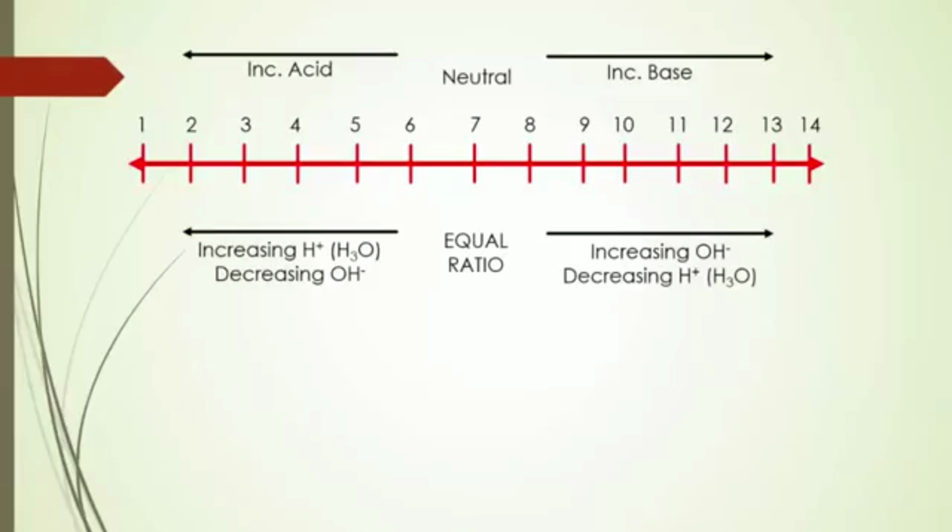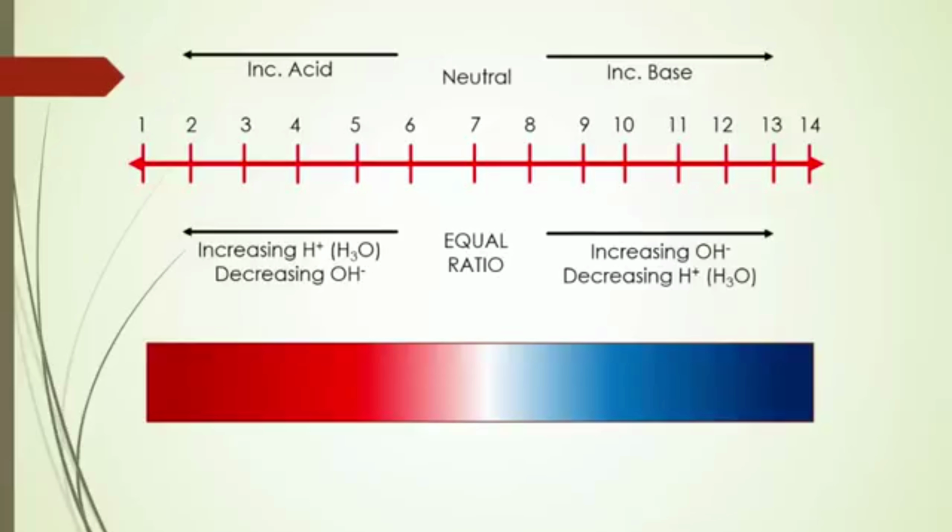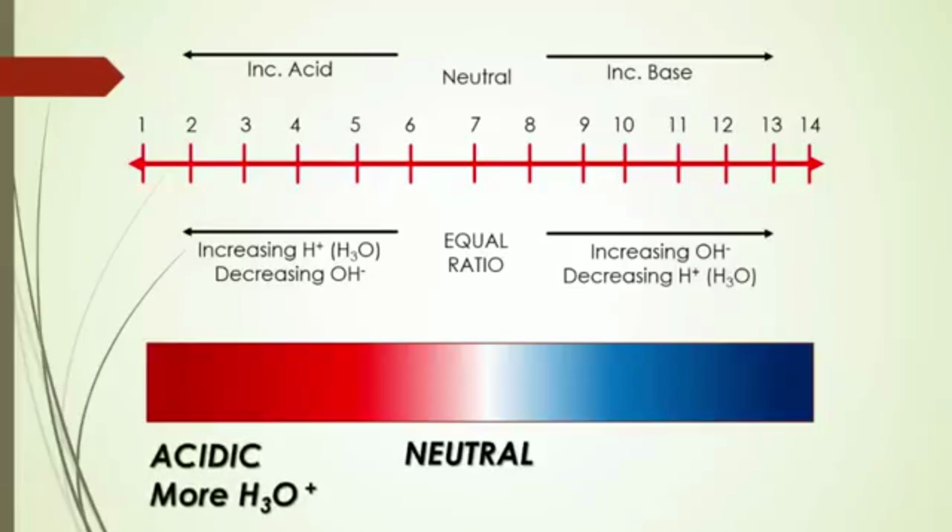So what's important is that you are able to understand that as you decrease your pH, you are actually increasing your hydrogen ion concentration. And when you increase your pH, you're actually decreasing your hydrogen ion concentration, but increasing your hydroxide ion concentration.